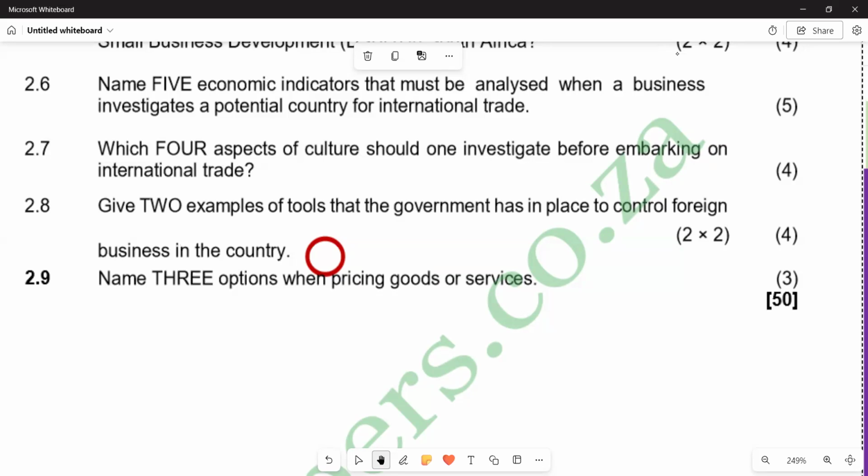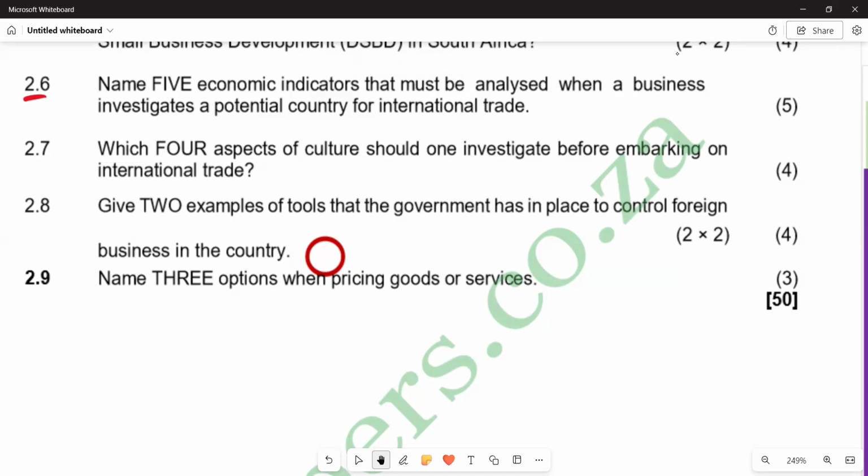In this video, we want to look at a question paper of November 2022. So we've got questions that we want to look at, and we are going to look at international trade and other questions that are there. So we are going to start to look at question number 2.6, which is: name 5 economic indicators that must be analyzed when a business investigates a potential country for international trade.